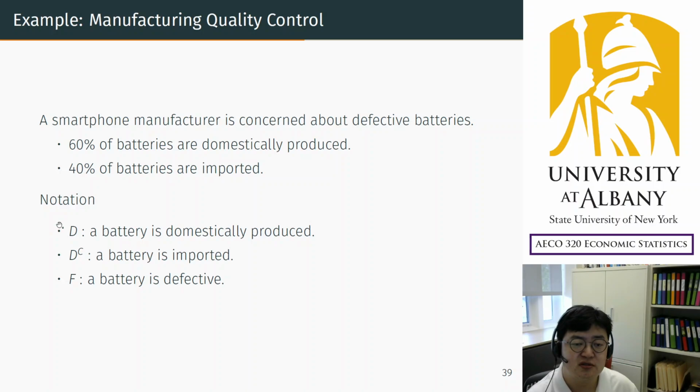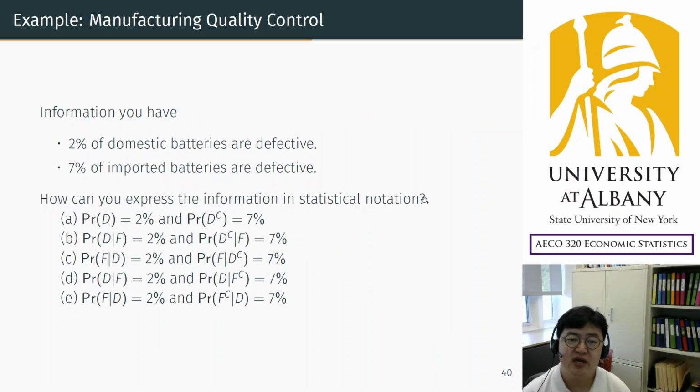And we are going to denote two events like this. D stands for domestic battery. And then imported battery is automatically the complement, right? And I will denote defective battery as F, faulty battery. So, of course, F complement will be good battery, okay? So I am interested in the defects in the battery in the final products. So the information we have is given like this.